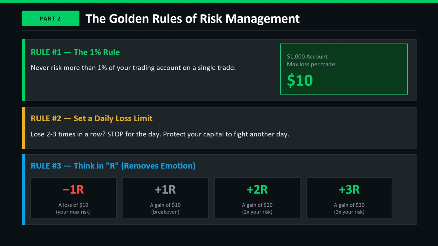That's it. This one rule ensures that you can be wrong dozens of times in a row and still have capital left to trade another day. It turns a devastating loss into a manageable business expense.